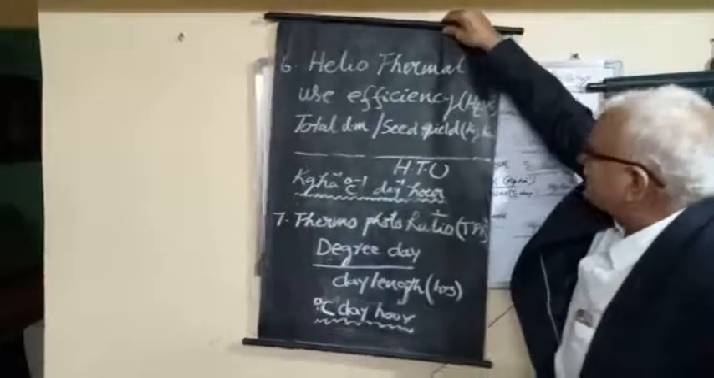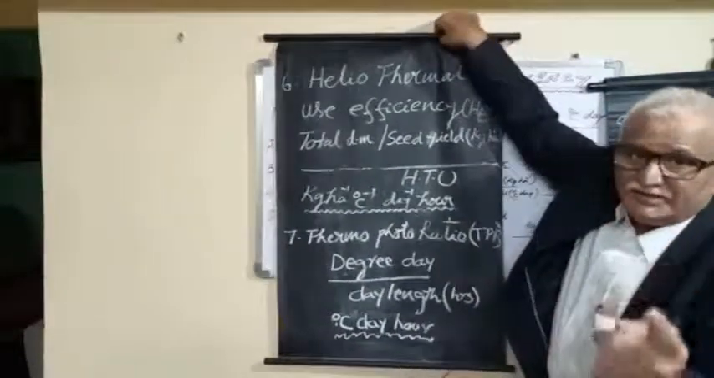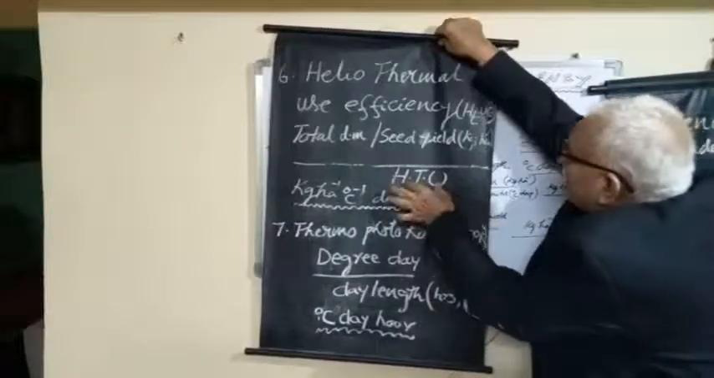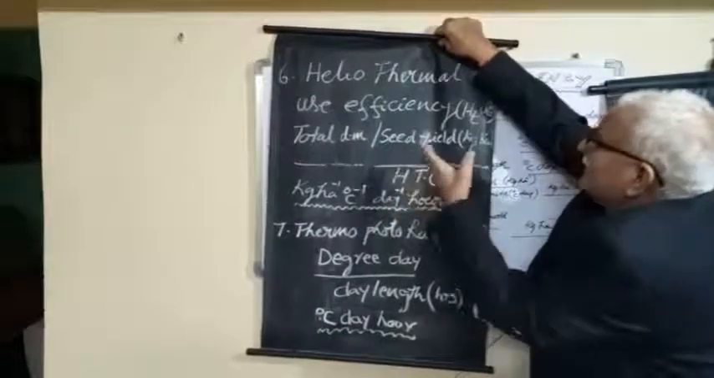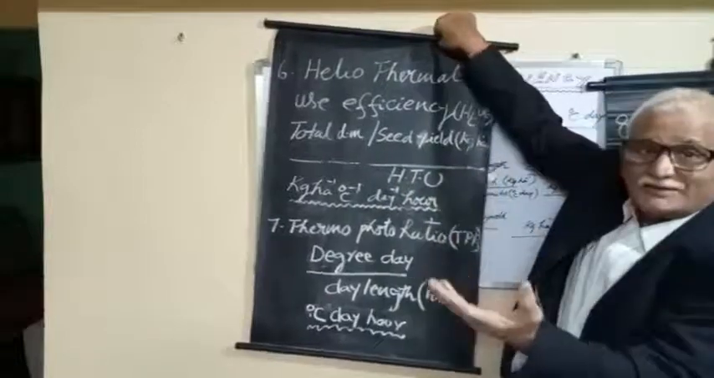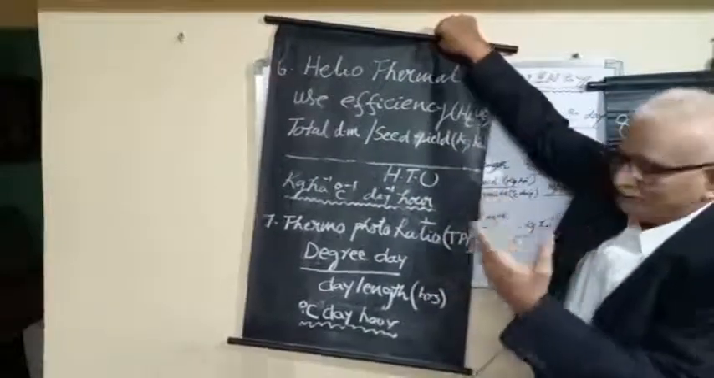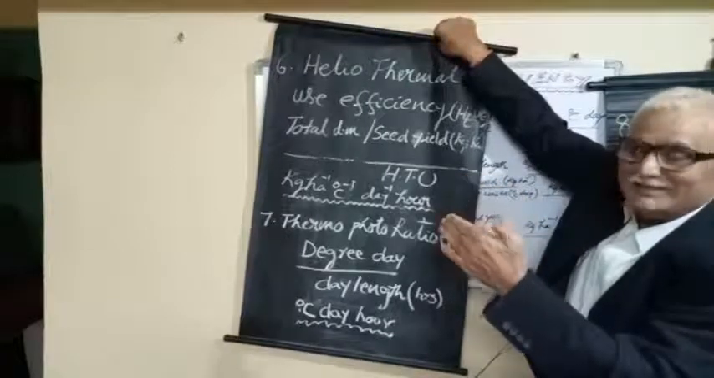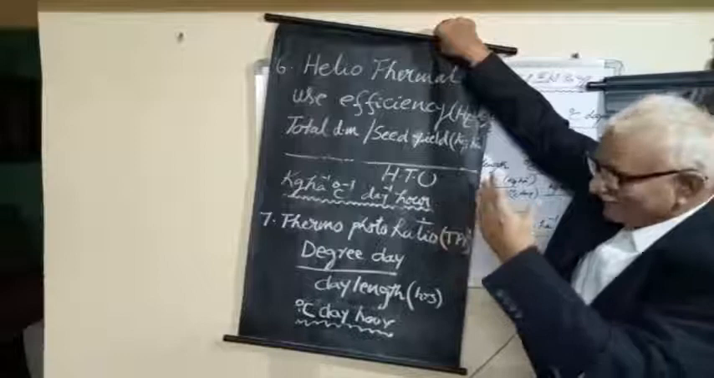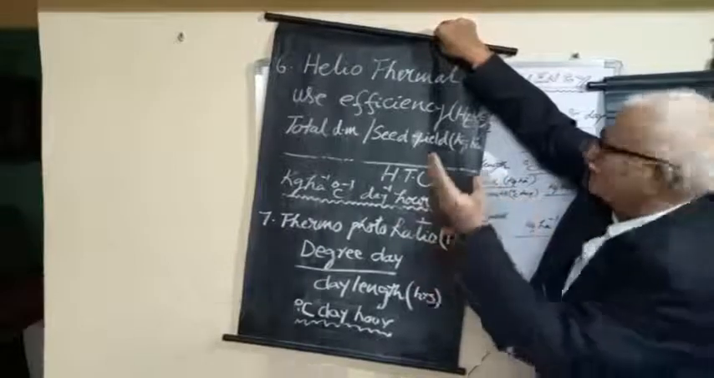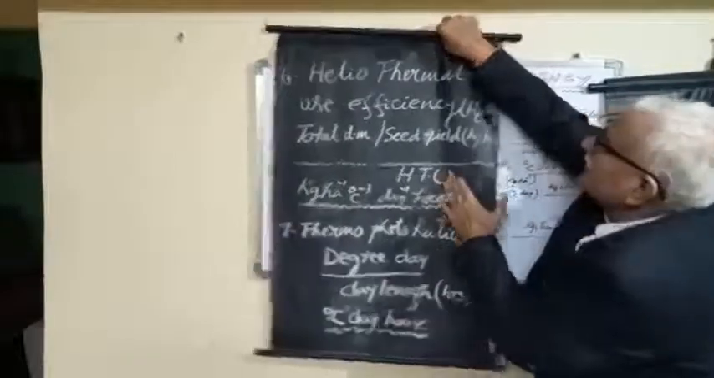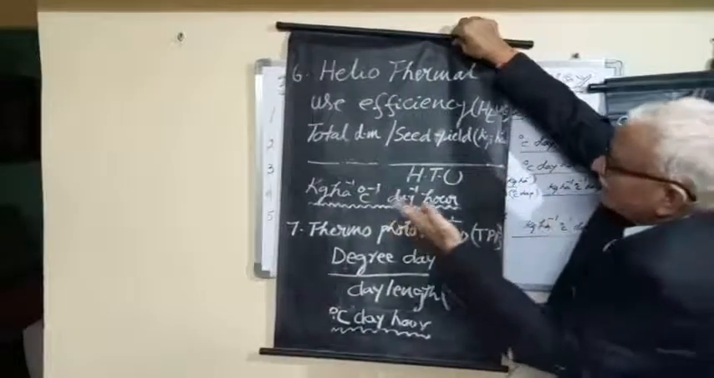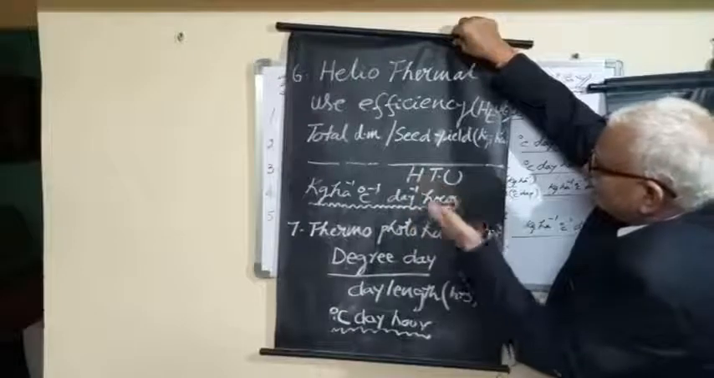Heliothermal use efficiency. Heliothermal means GDD into bright sunshine hours. Heliothermal units, we divide with what? Total dry matter or seed yield per hectare. If a crop is there, some huge amount of total dry matter we get. Divided by seed yield, much less is the seed yield. So total dry matter or seed yield divided by HTU, we get the heliothermal use efficiency. The units are kg per hectare, degree centigrade day hour.